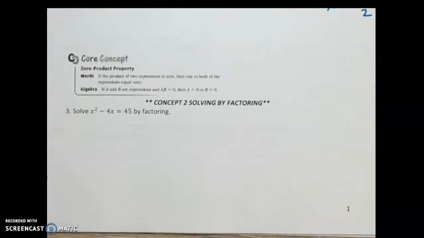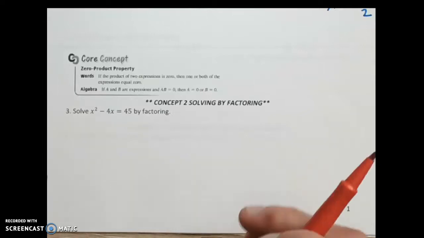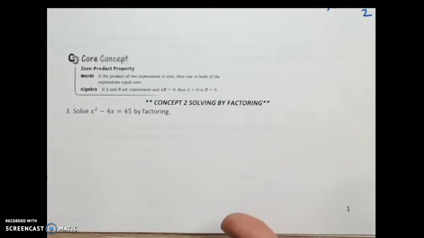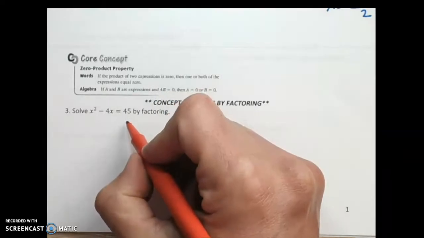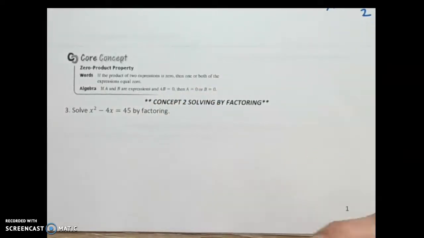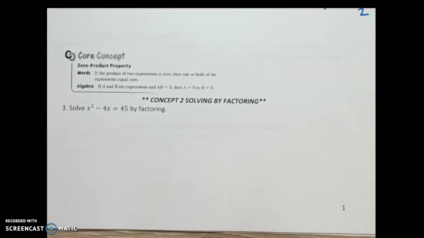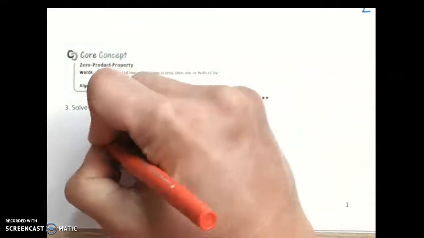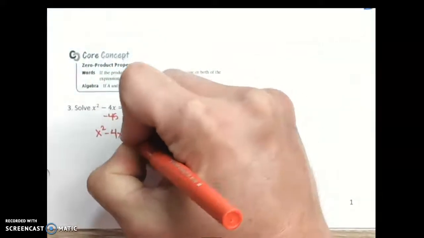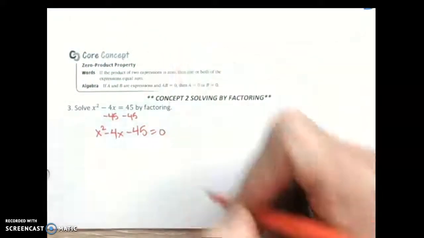Okay, and with the zero product property, it gives me the ability to solve quadratics by factoring. What you want to do is isolate 0 on one side of the equation. So in this case, I have x squared minus 4x equals 45. I want to get 0 on one side of the equation, and then I can go back and solve for x by factoring. So I'm going to subtract 45 from both sides of the equation. I get x squared minus 4x minus 45 equals 0.